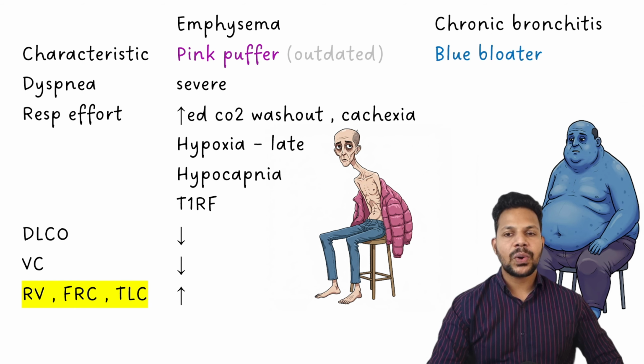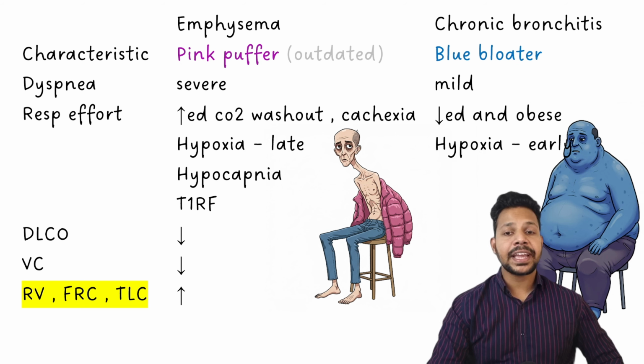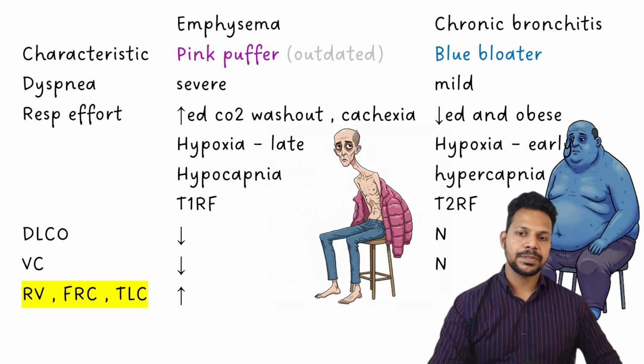Chronic bronchitis patients are called blue bloaters. Dyspnea is mild, there is reduced respiratory effort, and the patients are usually obese. Hypoxia is early and hypercapnia is dominant here. Because of hypoxia and hypercapnia, you call it type 2 respiratory failure. And DLCO is normal, vital capacity is normal, residual volume, FRC and TLC, all of them are normal because we are not dealing with the alveoli here. It is only a disease of airways.